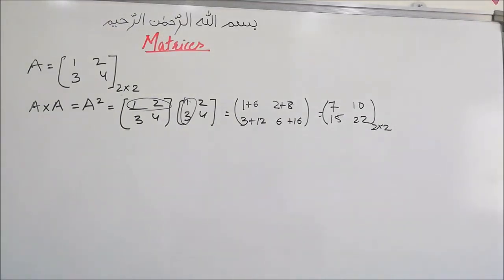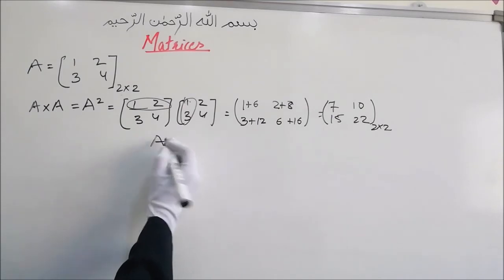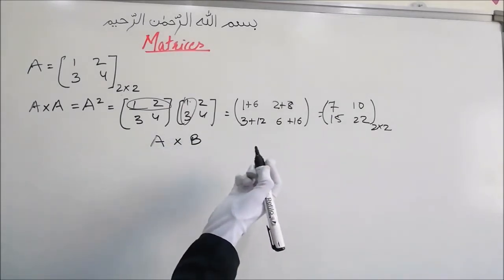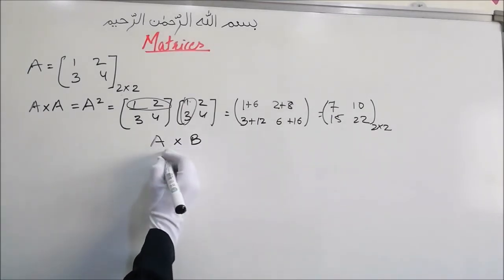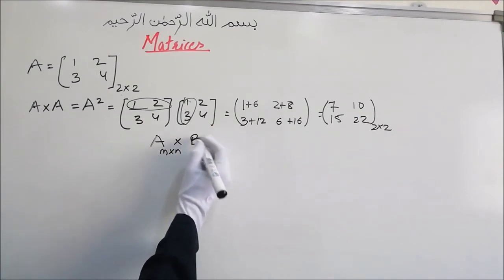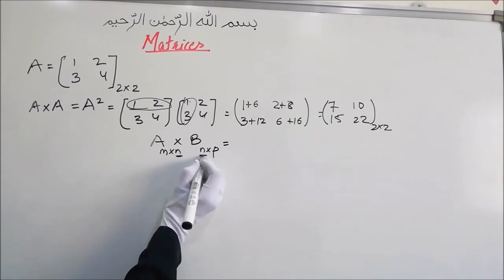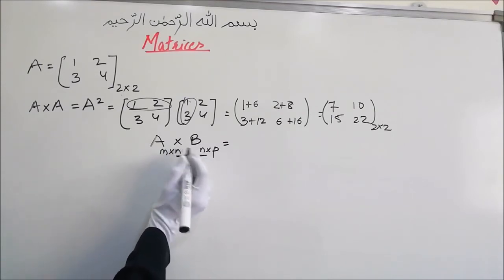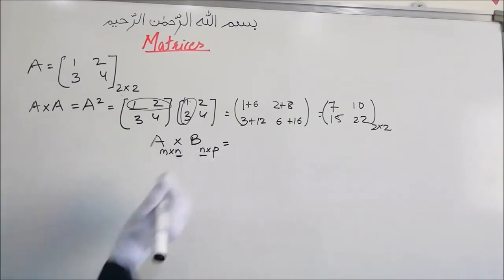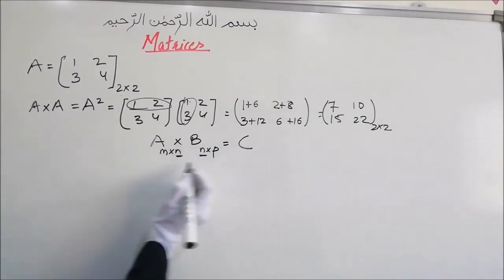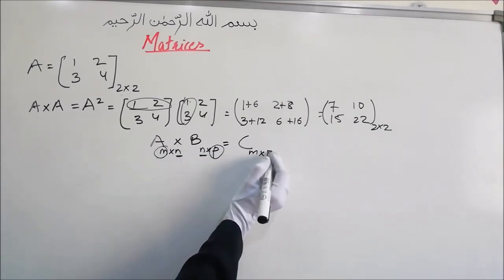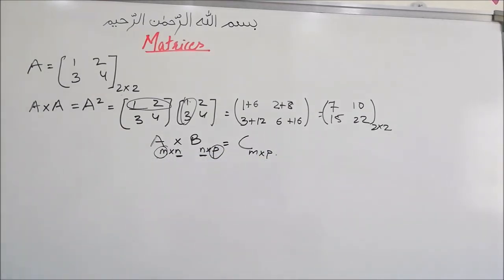The condition for multiplication of two matrices is that if you have a matrix A and you are multiplying it by another matrix B, and A is of the order m by n, then B should be of the order n by p. The number of columns of A and the number of rows of B should be the same. Only then is matrix multiplication possible. Then we get a third matrix of the order m by p. This is the rule for matrix multiplication.